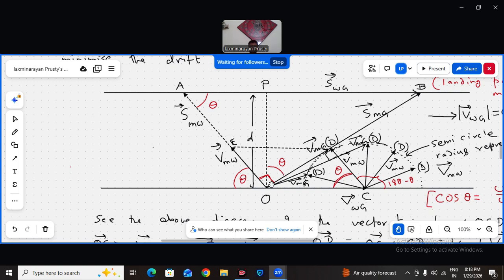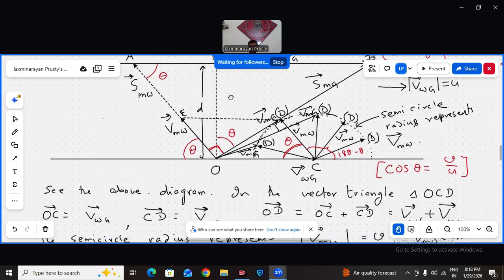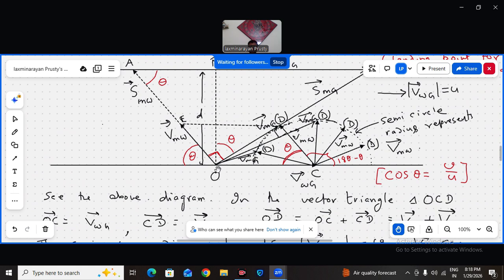Just see, this is the new diagram. I draw a line OC that represents my river water velocity, VWG, with magnitude U. And VMW, as you know, he can swim in all directions with the same speed with respect to water. I draw a semicircle whose radius represents VMW, so that the VWG vector is greater than the VMW magnitude. So obviously the semicircle looks something like this.